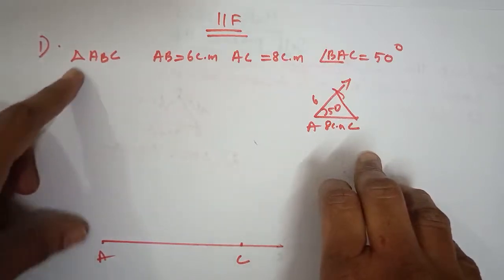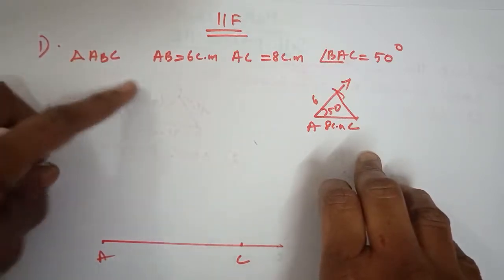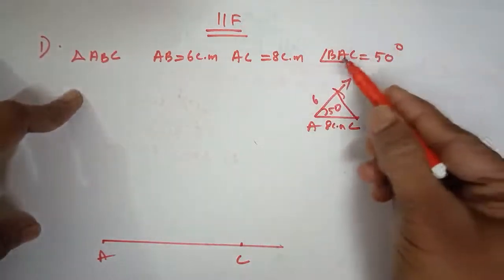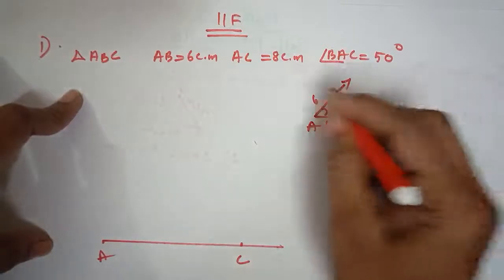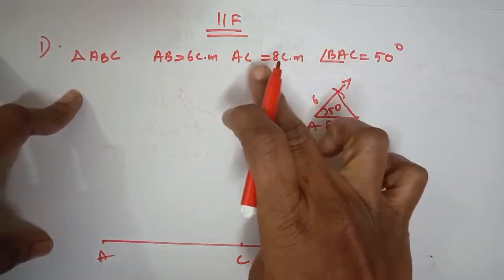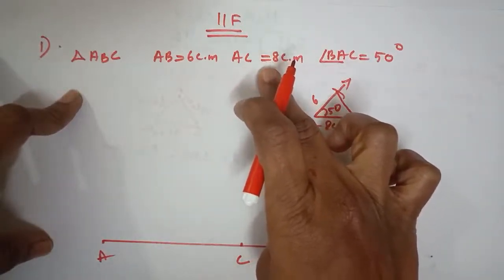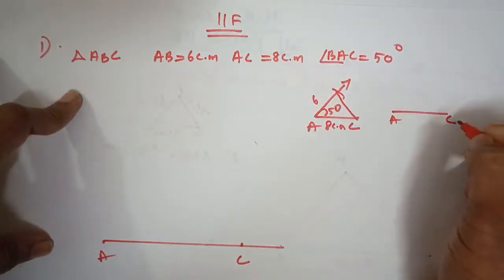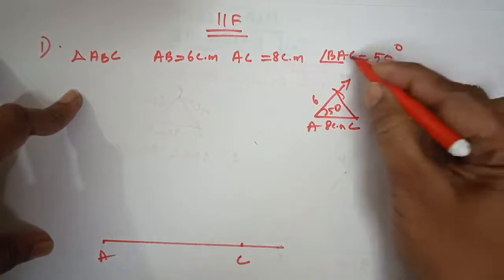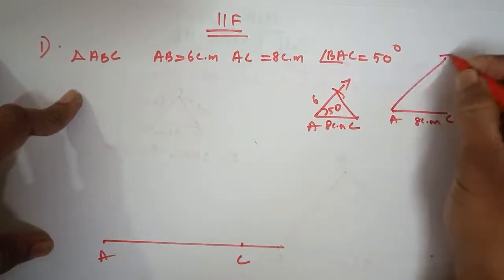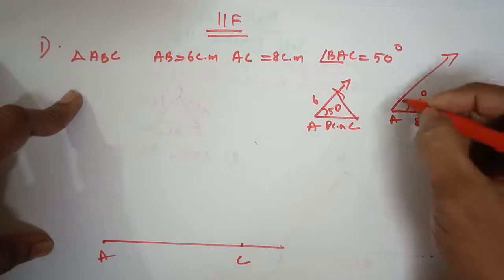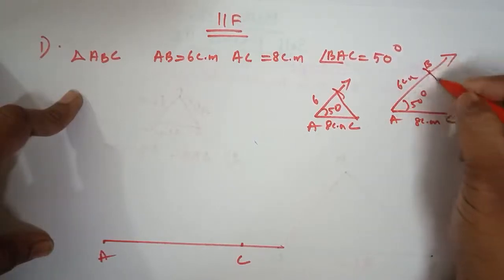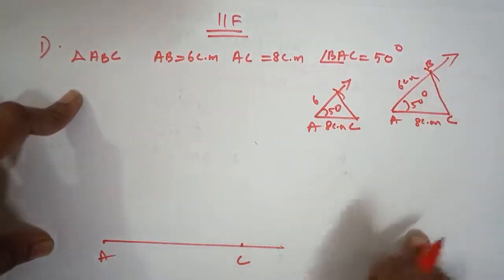First question. Okay, triangle ABC. We have to construct triangle ABC, AB 6 cm, AC 8 cm, and angle BAC equal to 50 degrees. Students listen. First, already I have said that you should take the biggest side as the base. Okay, so AC is the biggest side, and this is 8 cm. BAC, this is a 50 degree angle. Okay, AB 6 cm, and then you should join BC. This is a rough diagram.